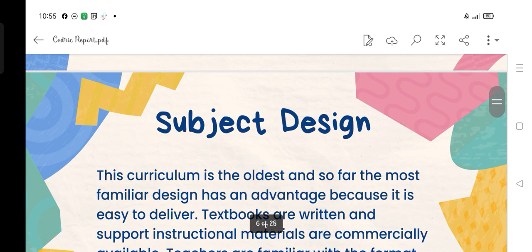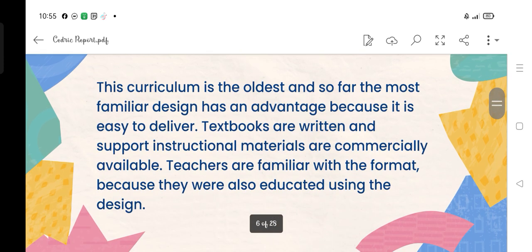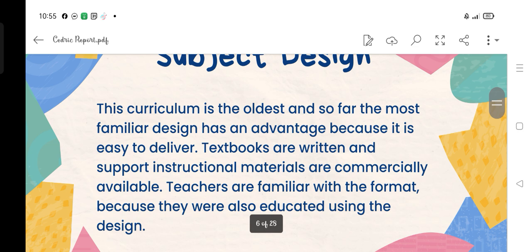So the first one is the subject design. This curriculum is the oldest and so far the most familiar design, has an advantage because it is easy to deliver and textbooks are written and support instructional materials are commercially available. So teachers are familiar with the format because they were also educated using the same design.